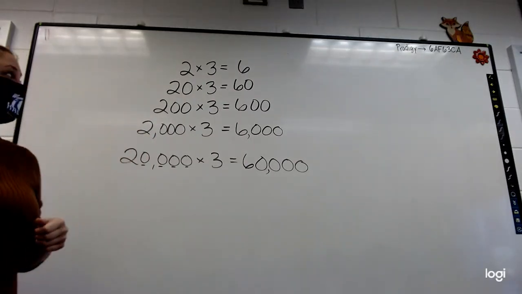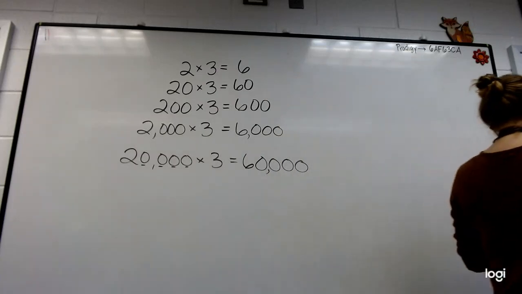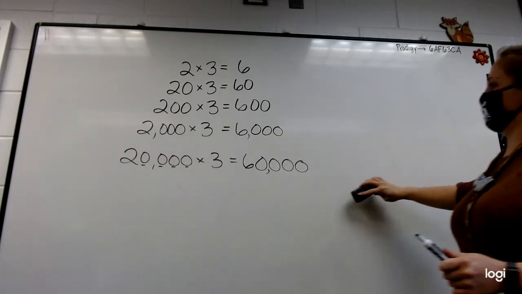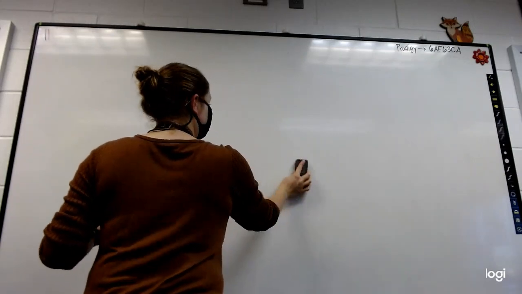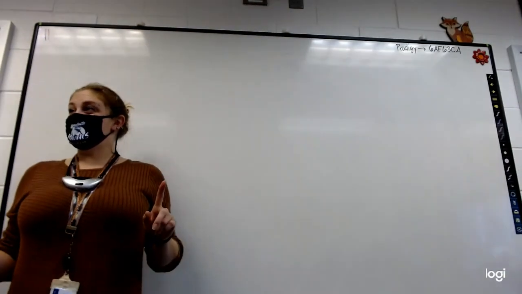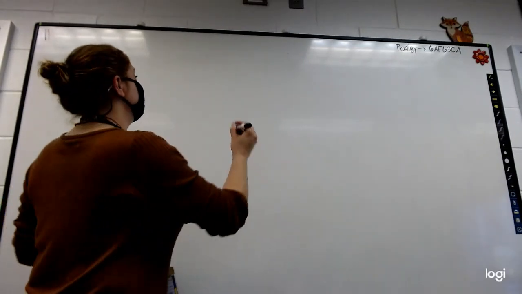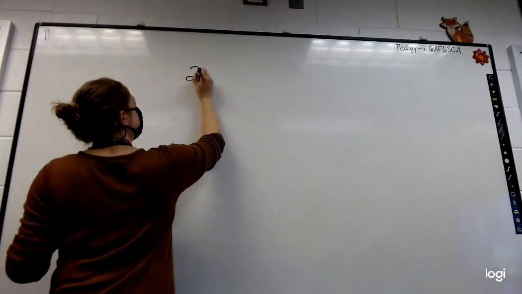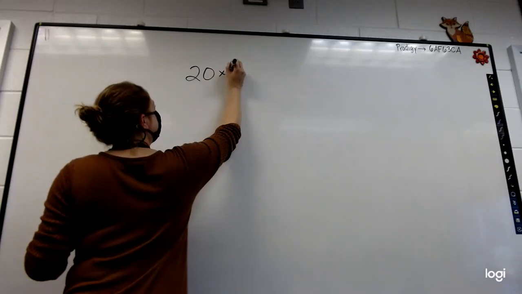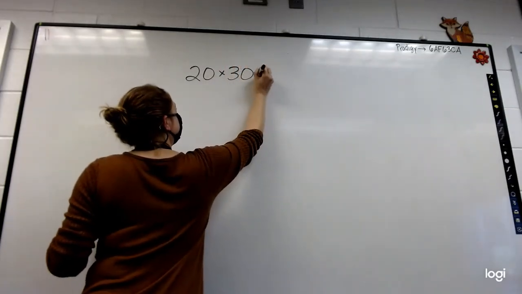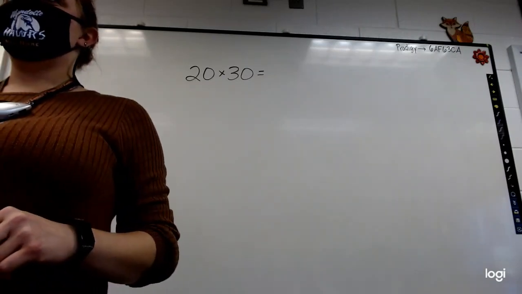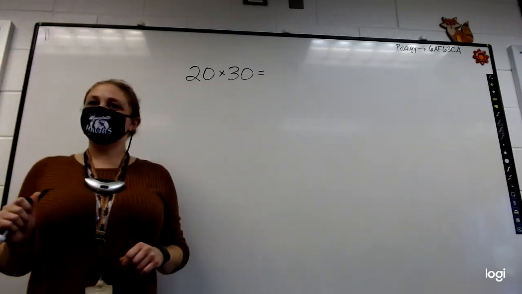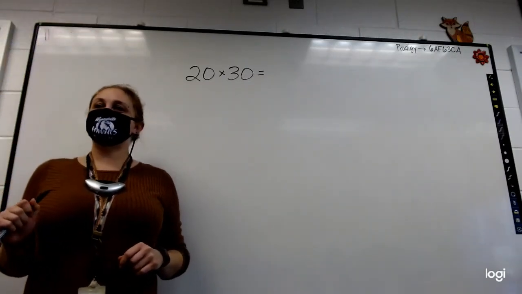Okay. So I'm going to erase this, and now we're going to add another layer to it. Okay, this time, instead of 2 times 3, we're going to start like this. Write that down. 20 times 30. Everyone should be writing with me as I go, or you're missing out on some fun.